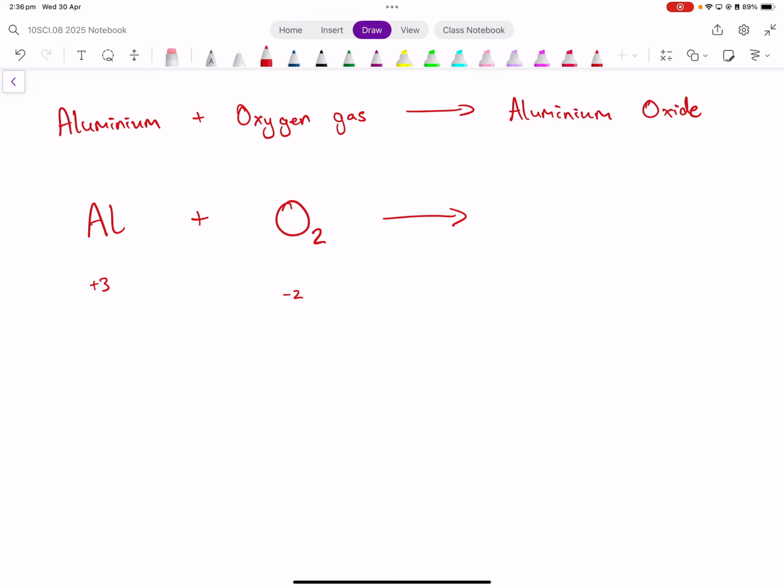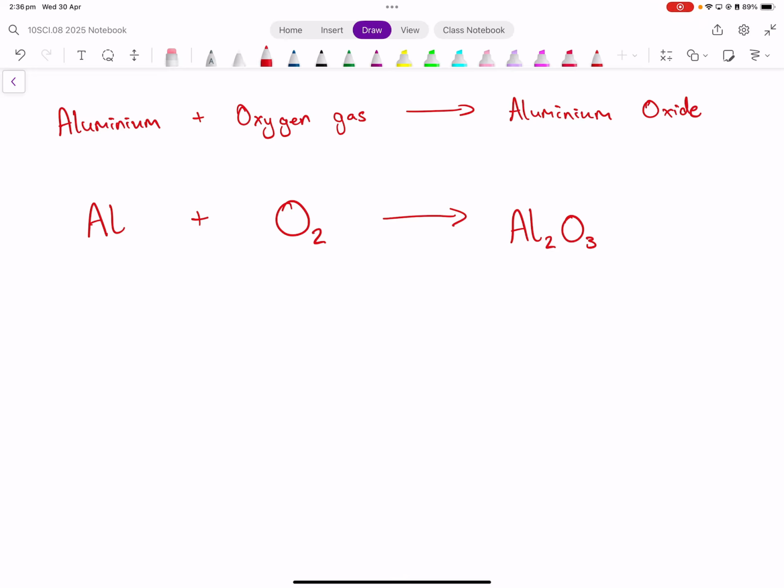6. So how many aluminiums do I need to make sure that the charge is equal to 6? 2. So Al2. How many oxygens do I need to make sure that it is equal to 6? So oxygen is -2. How many lots of oxygen do I need to make that equal to -6? 3. So O3. And this one right here, right now, is our ratio for aluminium oxide. It's how aluminium oxide likes to exist.